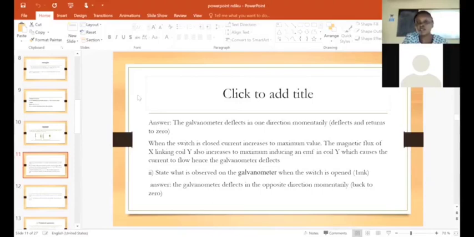But in this case, if the galvanometer went in one direction when you close the switch, then when you open the switch, the galvanometer deflects in the opposite direction. And then it returns back to zero. The words returning back to zero must be mentioned.